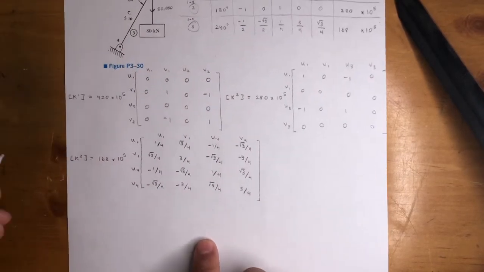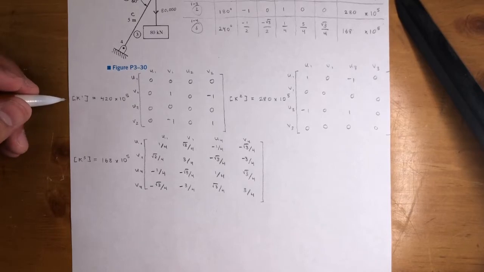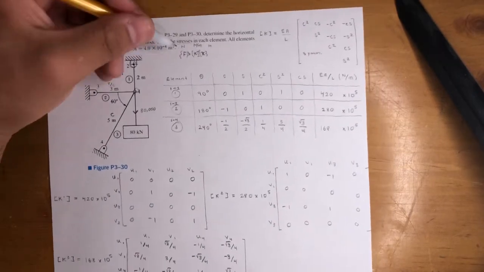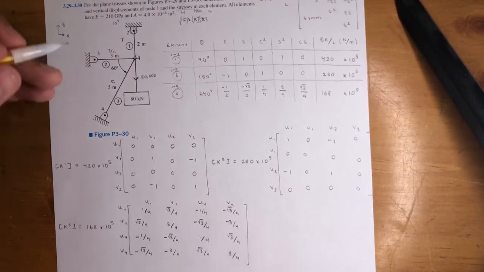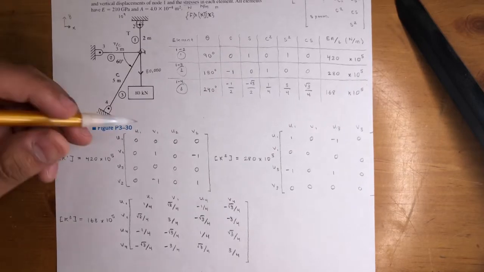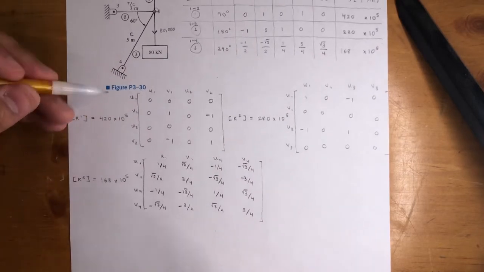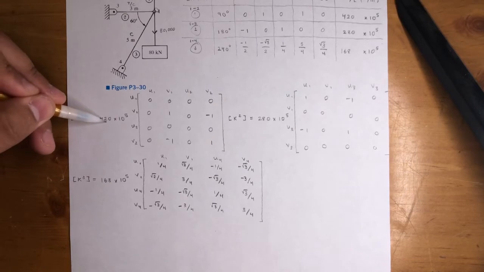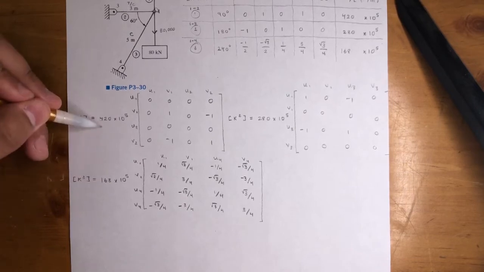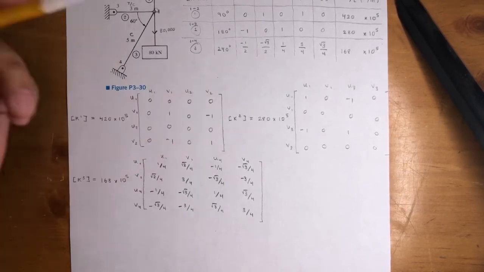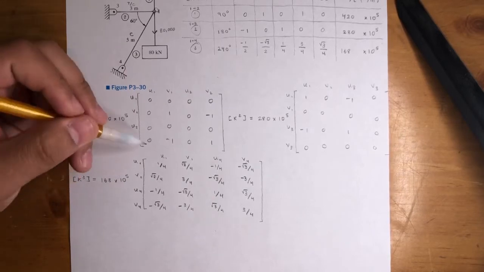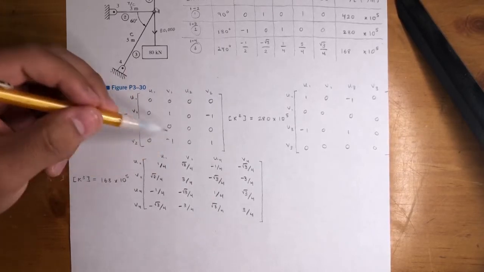Cool. All right, so that means we could go ahead and start assembling the big global equation, right? Force is equal to kx. But before we do that, first off, we can't even add these matrices. Why? It's because they don't share the same stiffness value outside. So this is 420, 168, and 280, and they're all 10 to the 5th, right? But we cannot add these unless they're all the same.